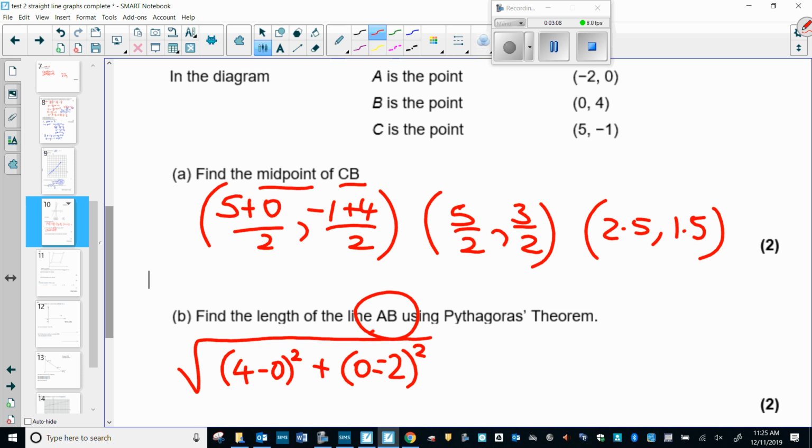It was negative 4 though. No, some people did the other way around. So they did 0 take away 4 and negative 2 take away nothing.